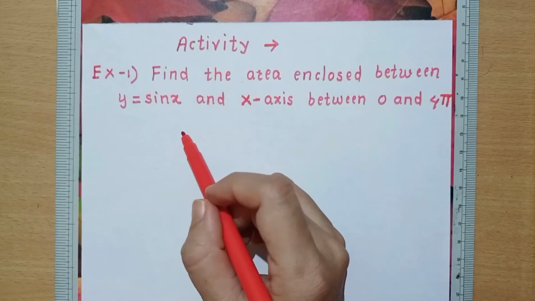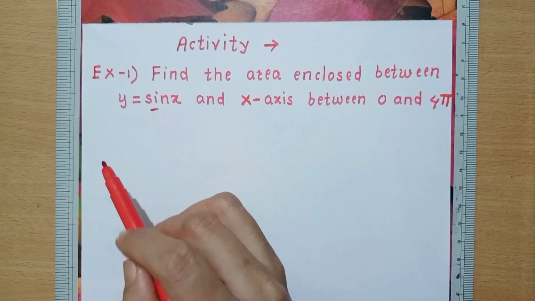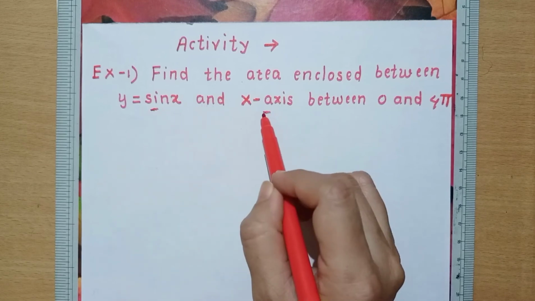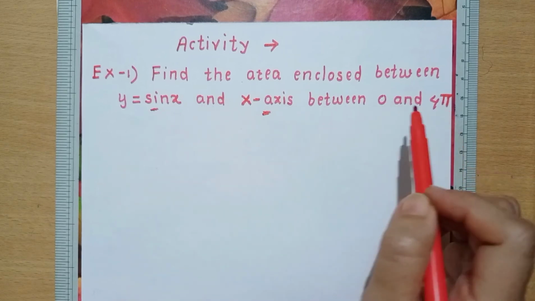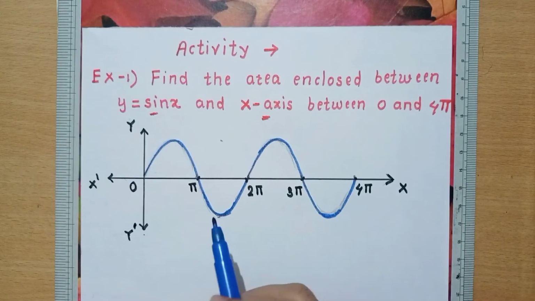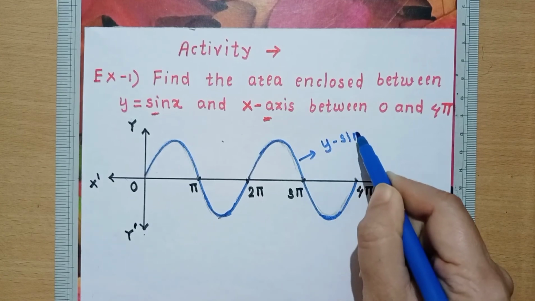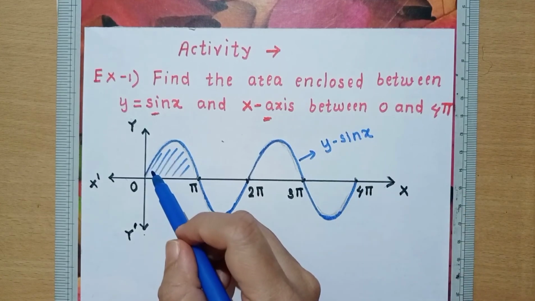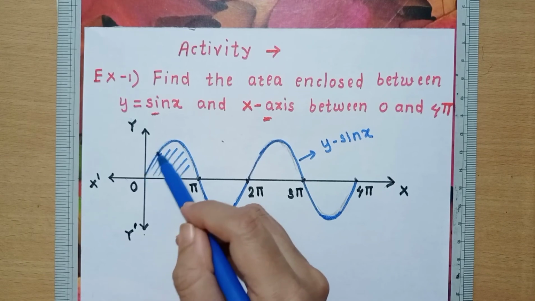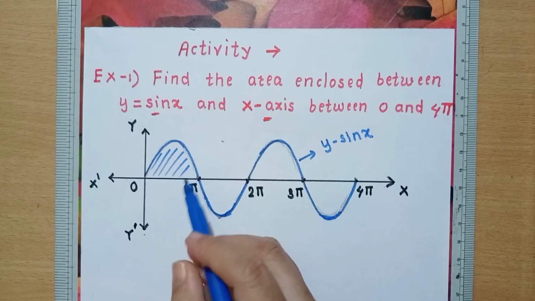This is an activity example. Find the area enclosed between y equals sin x and the x-axis between 0 to 4 pi. So consider the curve. This is the y equals sine of x curve, and we have to find the area enclosed between this curve and the x-axis.